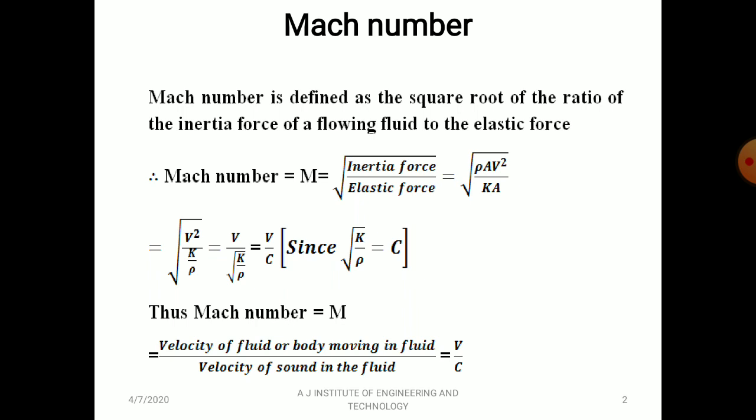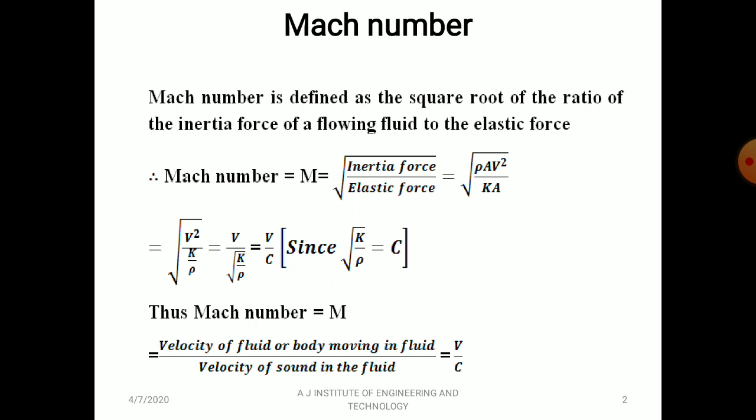Otherwise, you can rearrange the terms; the A terms cancel each other. So that is equal to the square root of V square divided by K by rho, taking rho to the denominator. So that is V divided by the square root of K by rho. Hope you remember the expression for velocity of sound, given by C equal to square root of dP by d rho, that is equal to square root of K by rho in terms of bulk modulus.